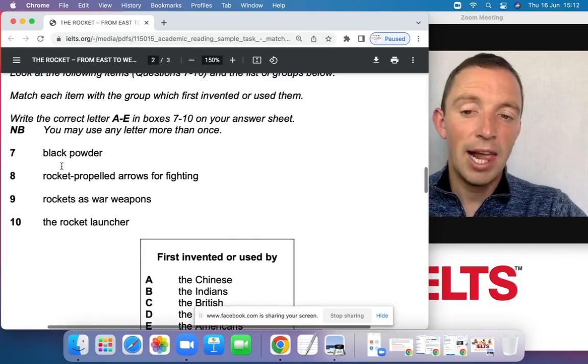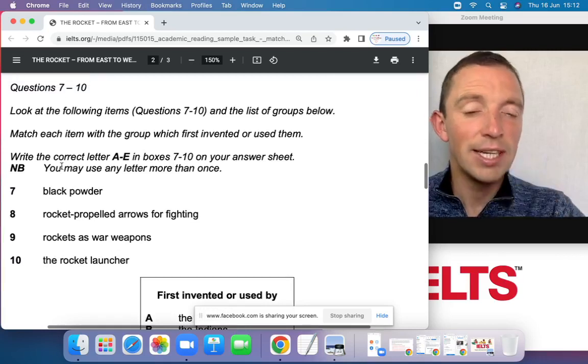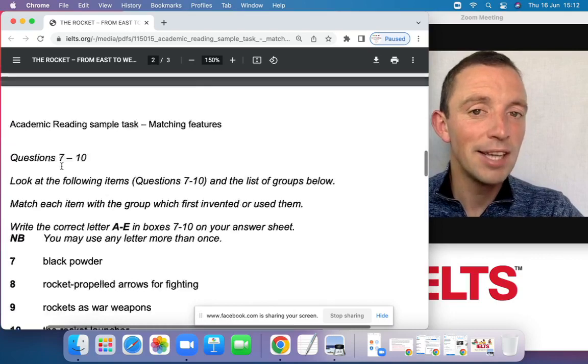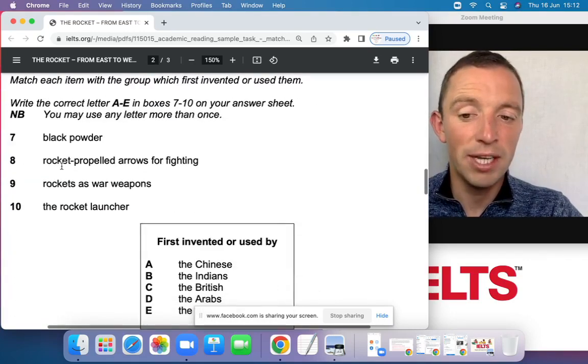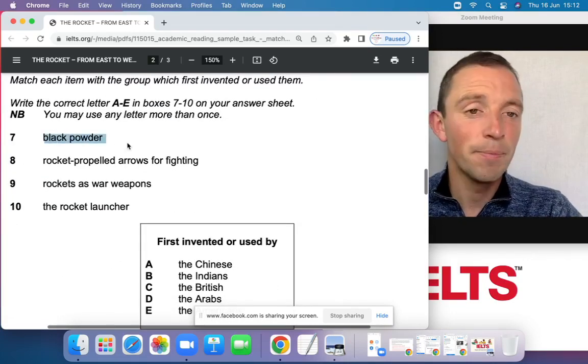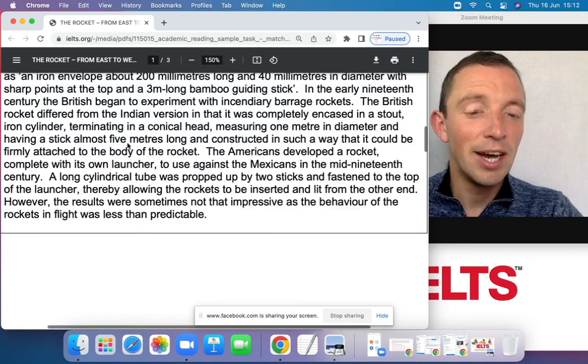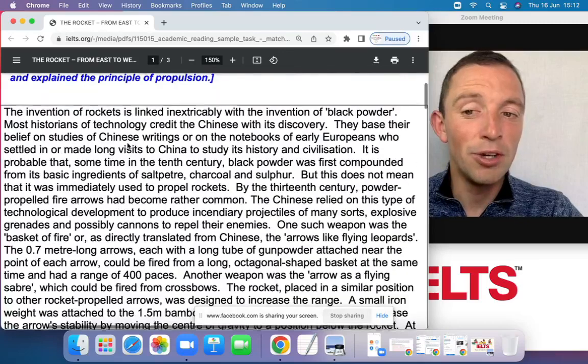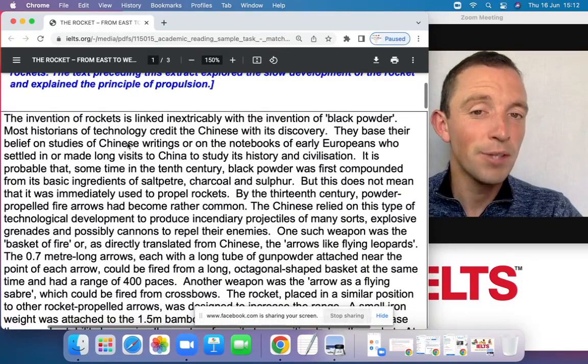Okay, difficult because during the text I noticed a couple of the answers more or less, but now I need to go back and try and find directly the first answer for black powder. I know this was at the beginning of the text between the Chinese and maybe the Europeans, but I was not sure, so maybe I need to read again.